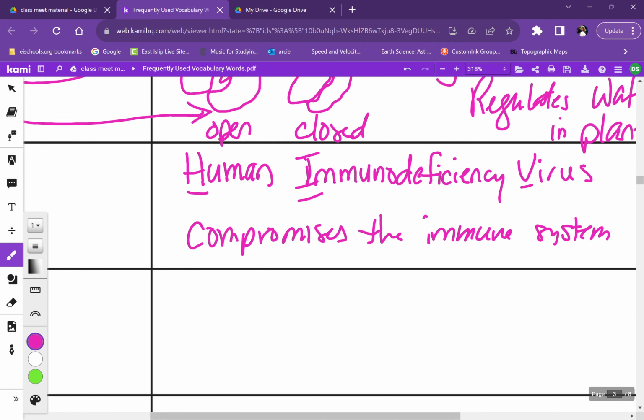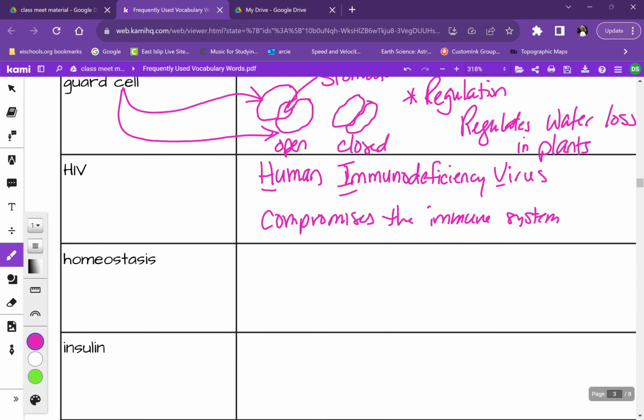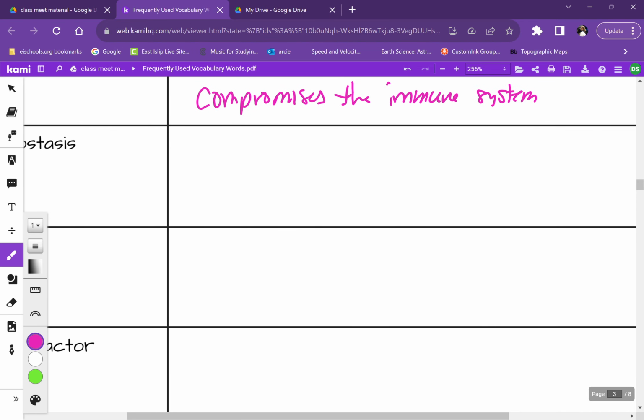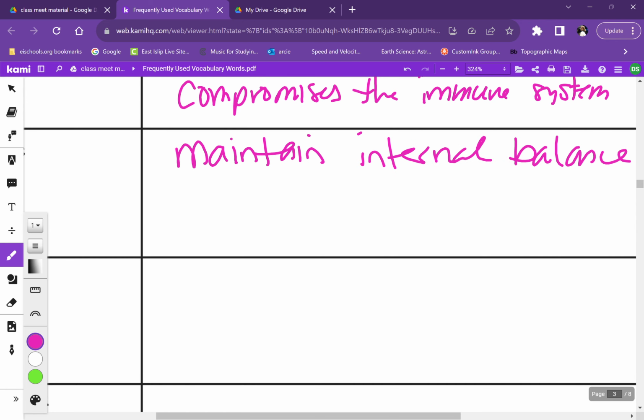So it's the human immunodeficiency virus. The virus basically attacks your immune system. For the most part, it shares the same cell receptor that your immune system would use. So it stops your immune system from actually functioning, which is kind of crazy. You really can't maintain homeostasis in that sense because you can get sick by something else. And homeostasis is our next word. So homeostasis is maintain internal balance. All body systems work together to maintain homeostasis.